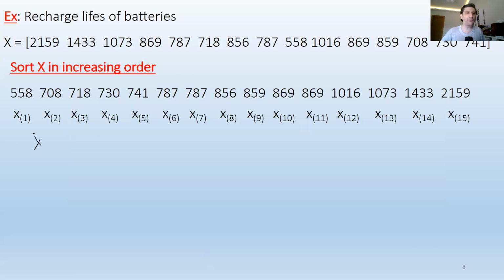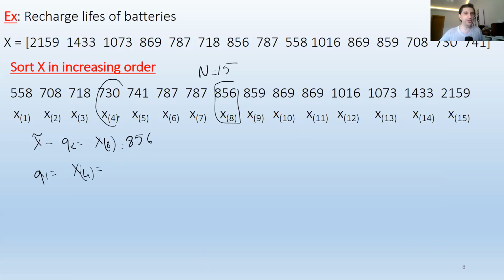Then we find the median, which is the second quartile, using the formulation. Here we have 15 observations, so n is equal to 15, and we are looking for the 8th observation. So this is our median. Q1, the first quartile, is going to be at position 16 over 4, using the formulations I have shown previously, so it's going to be this observation. And the third quartile is going to be at position 12, which is here.